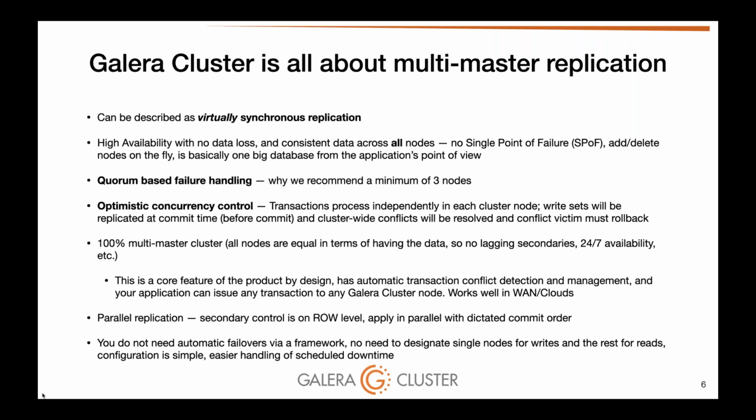And it has what is known as optimistic concurrency control, which basically means a transaction is processed independently in each cluster node. Write sets are of course replicated at commit time before the commit happens, before you get an OK. And then any cluster-wide conflicts get resolved and the victim will roll back. So this is 100% multi-master. You don't need any frameworks, etc. And it is extremely fast.